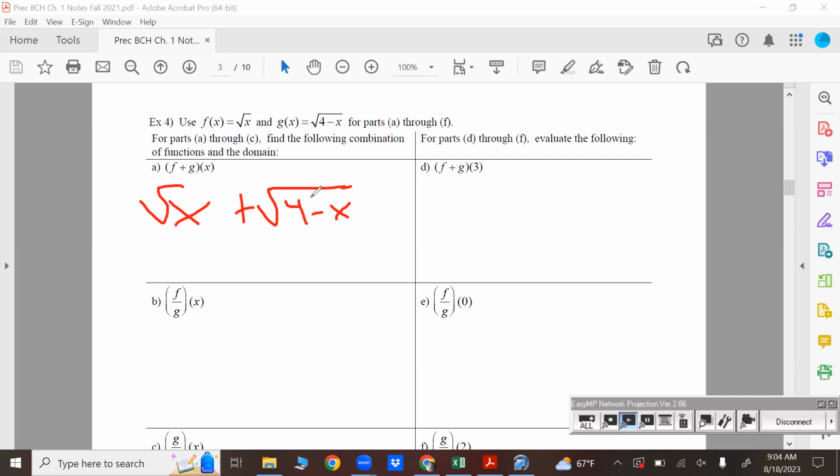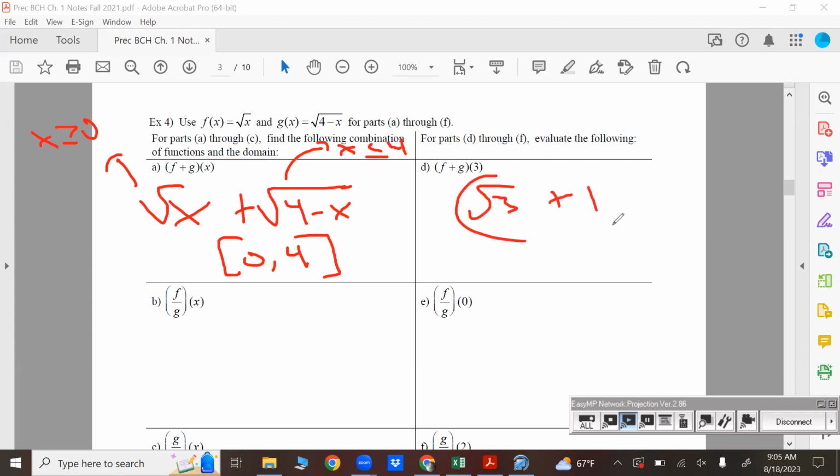Now, what do you think the domain is? Remember, this domain was x greater than or equal to 0, and that was x less than or equal to 4. So you have to combine it. You have to make both happy. Both have to be happy, right? What do you guys think the domain is? 0, 4, got it, yeah. And brackets, yes, totally. And if you evaluate, it's root 3 plus 1, right? Not that hard. So that's pretty straightforward. Okay, thank you, Brooke, for helping me there.